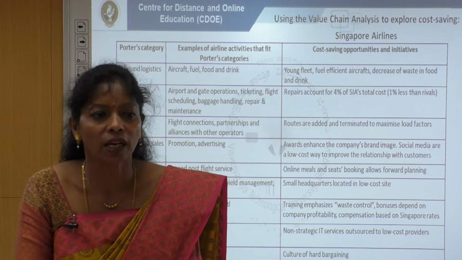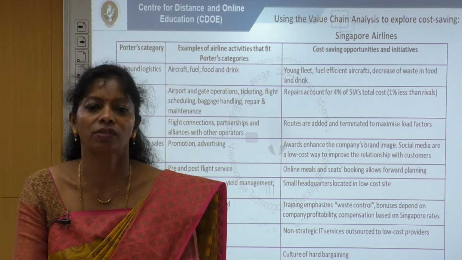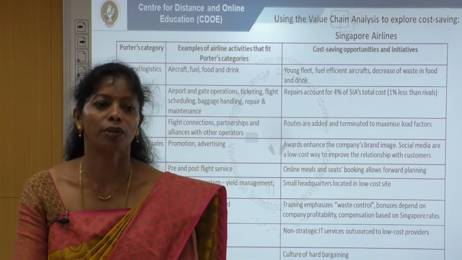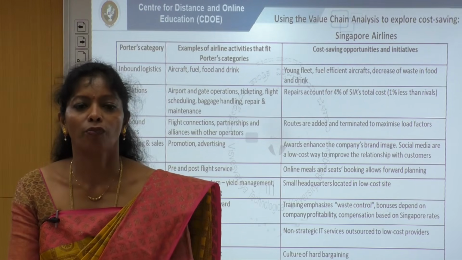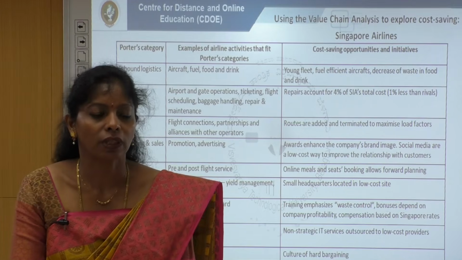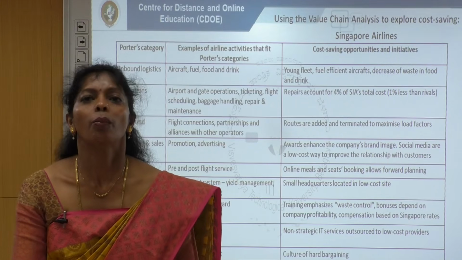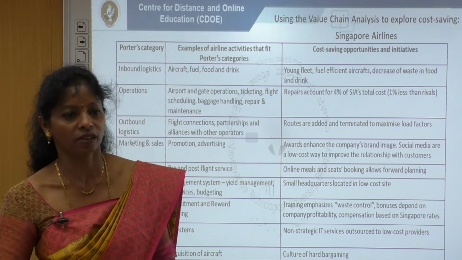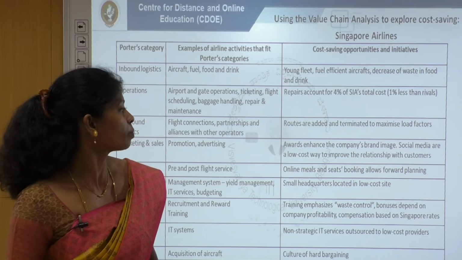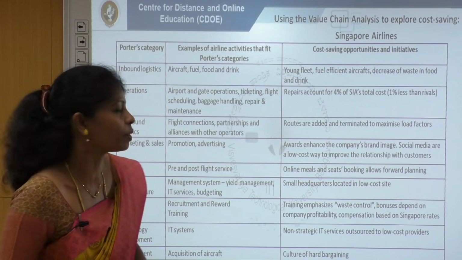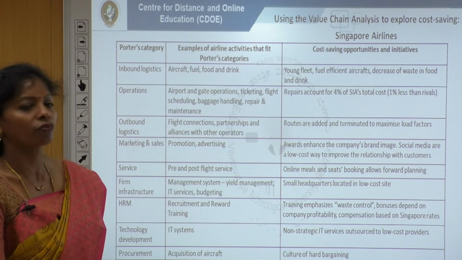As I have told you, inbound logistics: aircraft, fuel, food and drink. Here you can have efficient fuel, efficient aircraft, and decreased waste in food and drink. Operations: air and gate operations, ticketing, flighting, baggage handling, all this. Repairs account for less than 1% of the arrivals. In the case of outbound logistics: flight connections, intermediate flight connections, where routes and terminals are added to maximize load factors. Marketing and sales: promotion and advertising, where you can have an enhanced brand image, and social media as a low-cost way to improve the relationship with the customers. Then service: pre and post flight services, where online meals and seat bookings allow for forward planning.